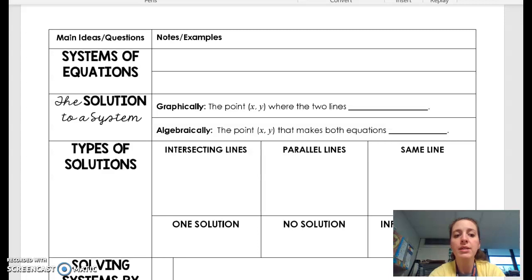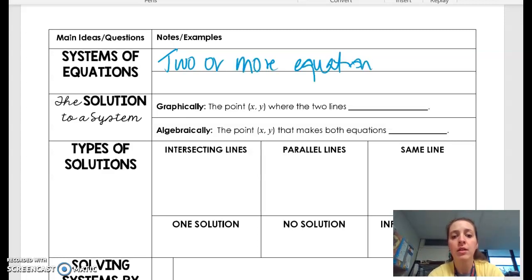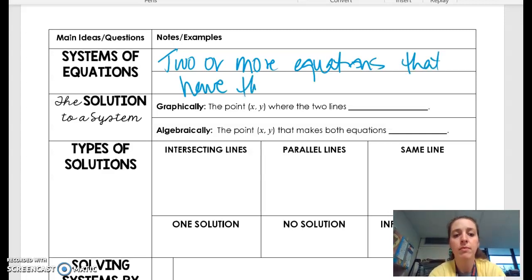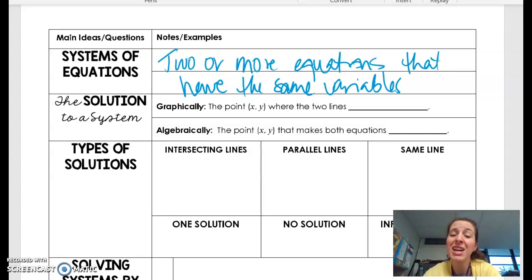So first off, what is a system of equations? A system of equations is two or more equations that have the same variables. These equations generally have things to do with each other, and we'll see that a lot in this unit because we're really going to be looking at some word problems, because that's where this math really comes to life. So we're dealing with two or more equations that have the same variables, and that's a really important piece, so we have to have the same variables.